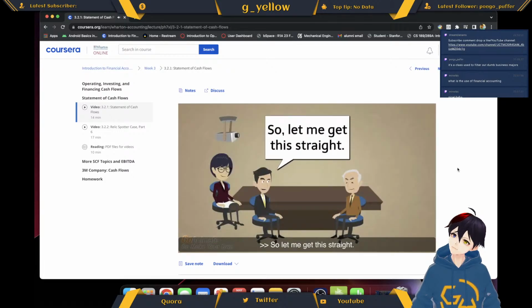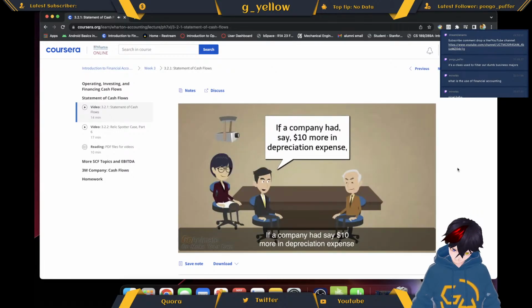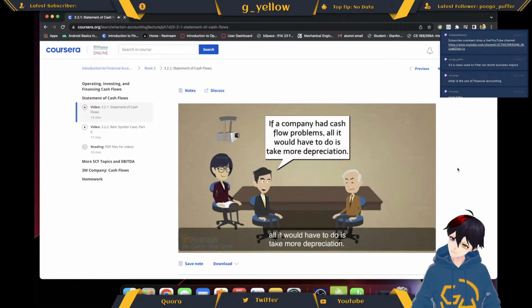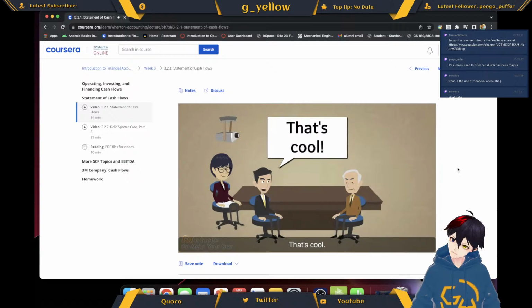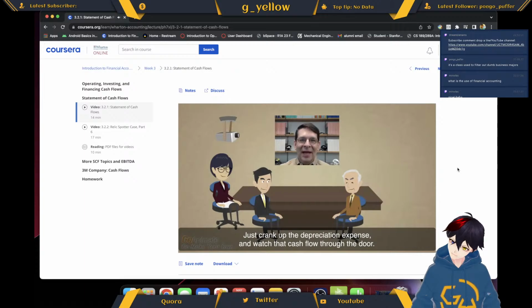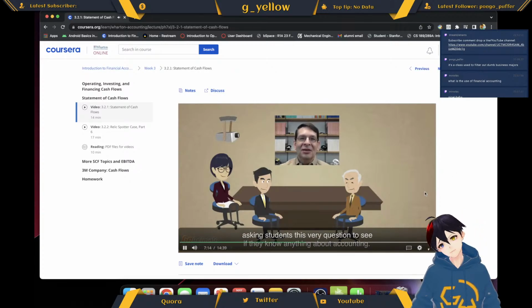So, let me get this straight. If a company had, say, $10 more in depreciation expense, it would increase cash flow by $10? If a company had cash flow problems, all it would have to do is take more depreciation. That's cool. Yes, the depreciation cash machine. Just crank up the depreciation expense and watch that cash flow through the door. Well, obviously, it can't work like that. And in fact, I've heard stories about employers asking students this very question to see if they know anything about accounting. So let me jump back out to the slide to show you how this works.